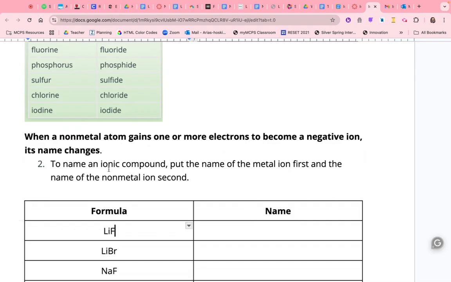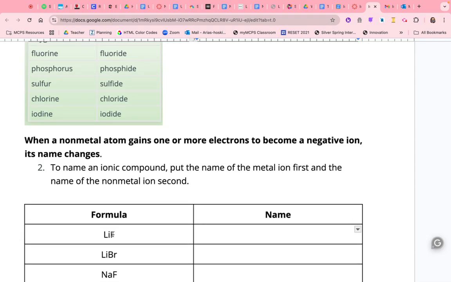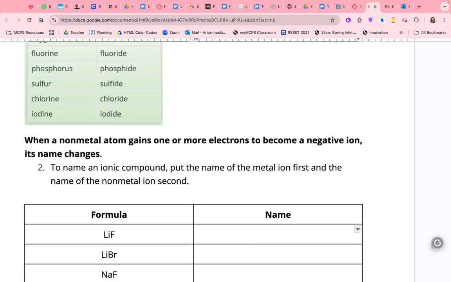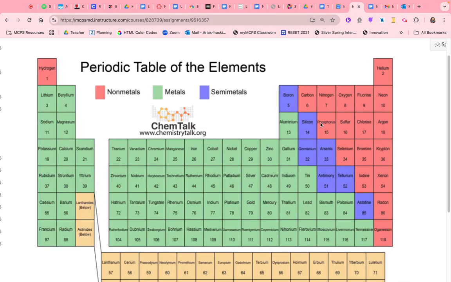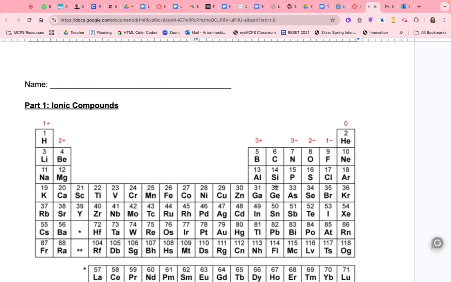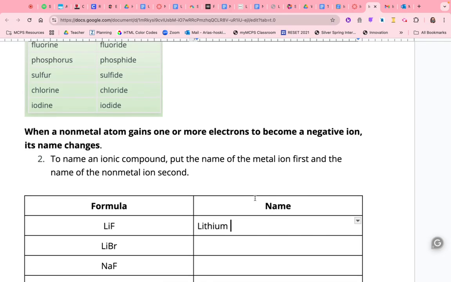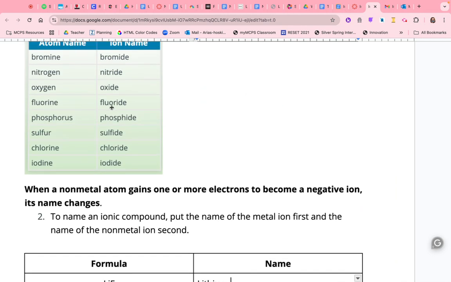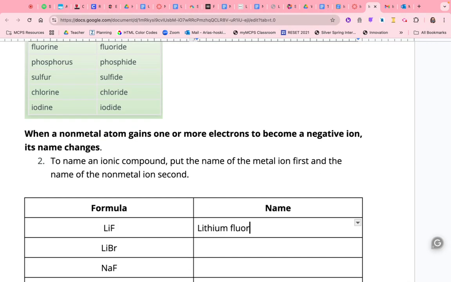If you look in here at number 2, it says to name an ionic compound, put the name of the metal ion first, and then the name of the non-metal ion second. So the first one is Li. Again, if you go here, Li is number 3, and it's lithium. So you're going to write there, lithium. F is number 9. If you don't know, just go to the first page, and you see that F is number 9. It says fluorine, number 9. You're going to replace the INE with IDE. So it would be fluoride.